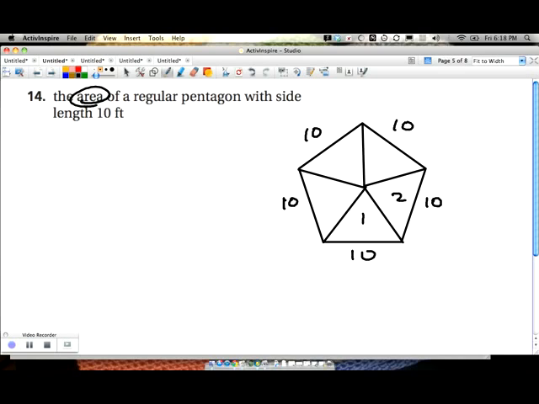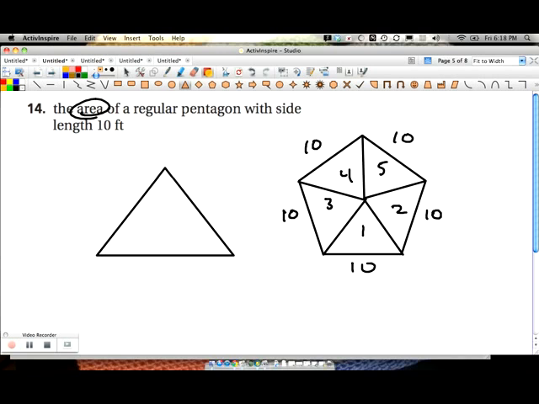Well, if I can find just one of them, then I can multiply that by 5, and that gives me all the triangles. So let's look at one of these triangles in particular and how it would be split up. So looking at these shapes, we got a triangle. This one's a little bit wider than the other one.